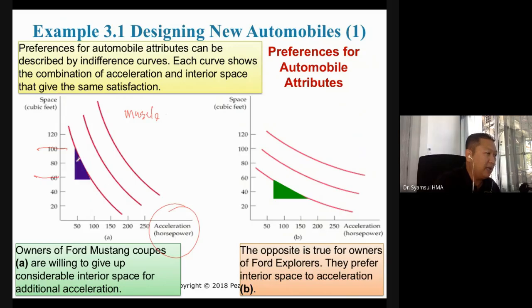So when they want to design a new muscle car like the Ford Mustang, they are willing to give more space for additional horsepower. Owners of Ford Mustang coupes are willing to give up considerable interior space for acceleration. So you see here, for another 50 horsepower, they are willing to give up about 40 cubic feet, right? Cubic means isi padu.